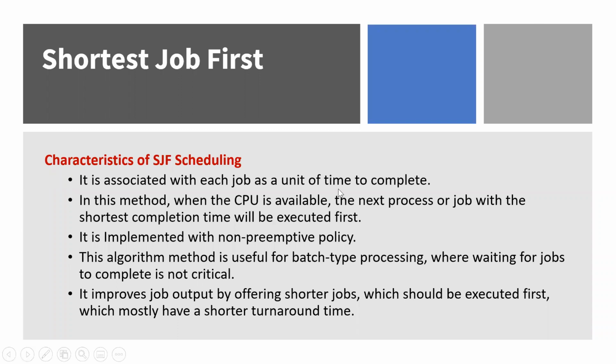Now, these are the characteristics of shortest job first scheduling. It is associated with each job as a unit of time to complete. In this method, when the CPU is available, the next process or job with the shortest completion time will be executed first. It is implemented with a non-preemptive policy, and this method is useful for batch-type processing where waiting for jobs to complete is not critical. It improves job output by offering shorter jobs first, which must have a shorter turnaround.